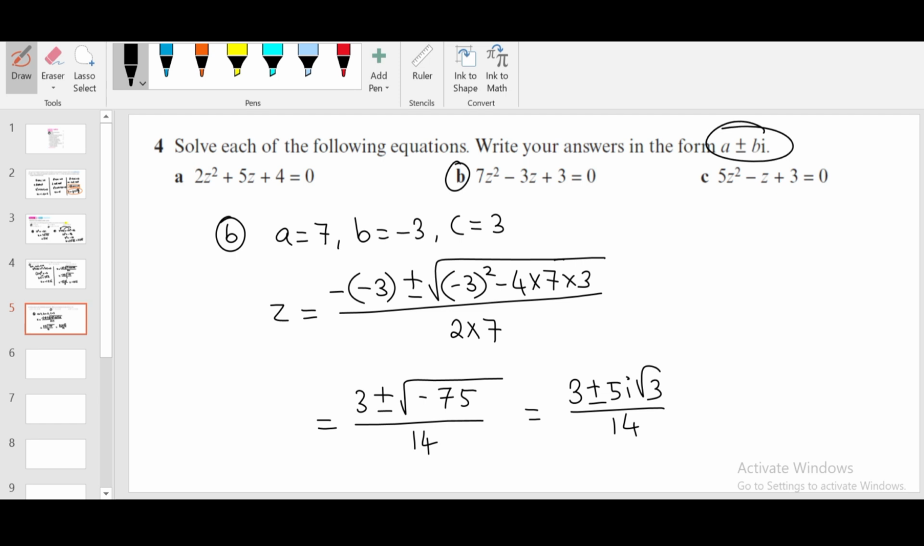If they want it in this form, a plus ib, like writing real part and imaginary part separately, write it separately. 3 over 14 plus i times 5 root 3 over 14. That's all. That's how you solve a quadratic equation which has no real solution.